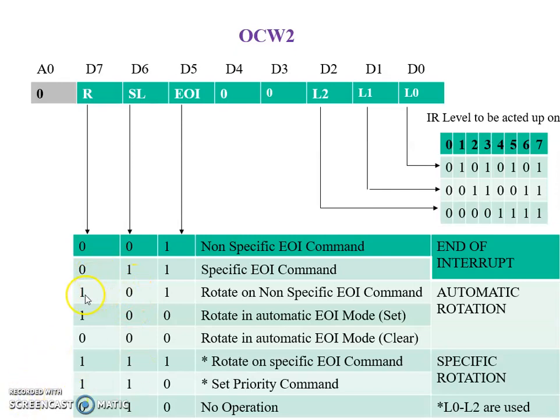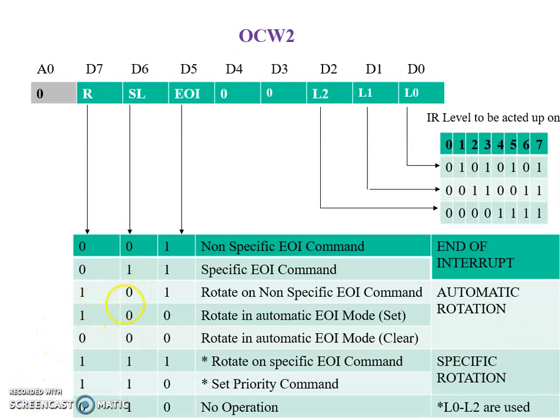In the next case, R is 1, SL is 0 and EOI is 1. So SL is 0 and EOI is 1, which means it is a non-specific EOI command. And what is the non-specific EOI command? It resets the lowest numbered ISR bit. And if you observe here, R is 1, which means the priority of the interrupt will rotate.